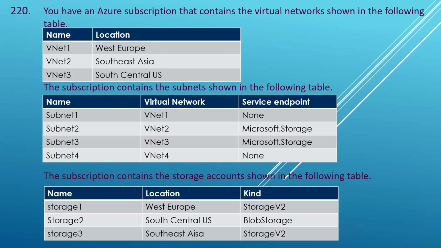VNet2 is hosted in Southeast Asia location. VNet3 is hosted in South Central US location. The subscription contains the subnets shown in the following table.